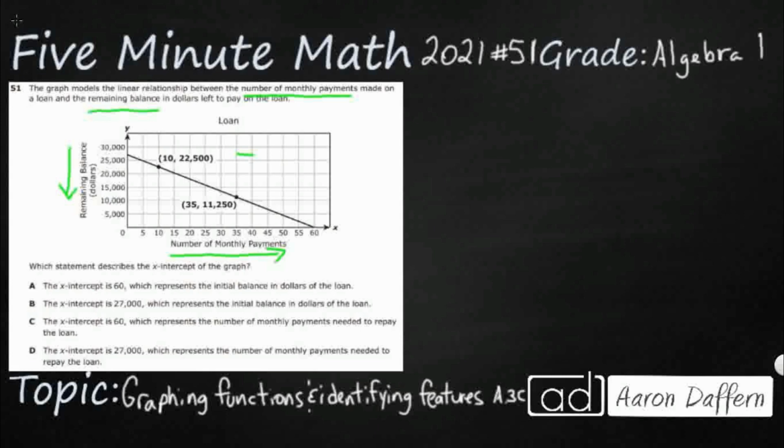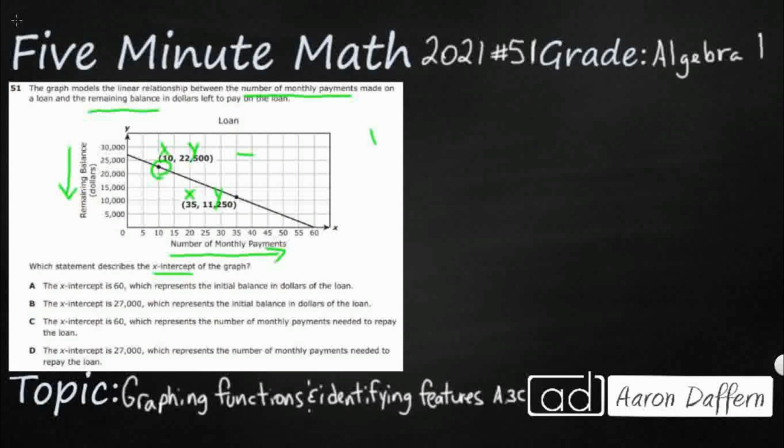Now we've got 2 points here, and they look weird because the points actually have a comma in the y value. So it looks like a series of 3 numbers, but actually our x value is 10, and our y value is 22,500. Same with this one, x value 10, y value 11,250. If I wanted to, I could calculate the slope, but look at our question. The question is asking for the x-intercept, so we don't really need to calculate the slope.